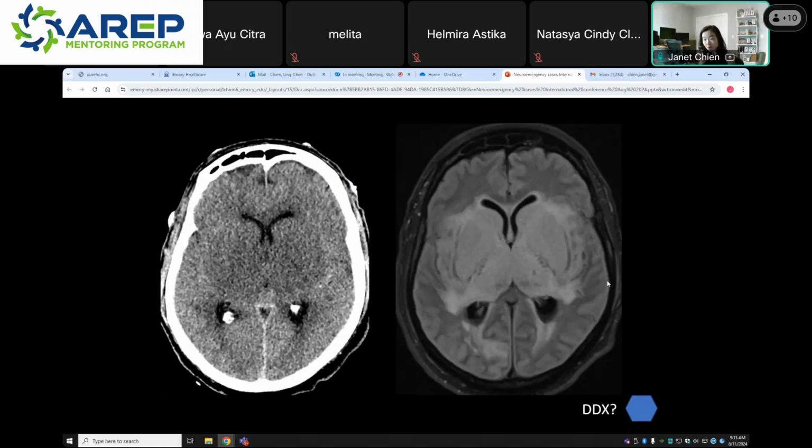And so on MRI, the T2 FLAIR shows it much better, right? You've got diffuse T2 FLAIR hyperintense abnormality involving the bilateral basal ganglia and thalami. So I'm going to give you a few moments to think about what your differential diagnoses would be.